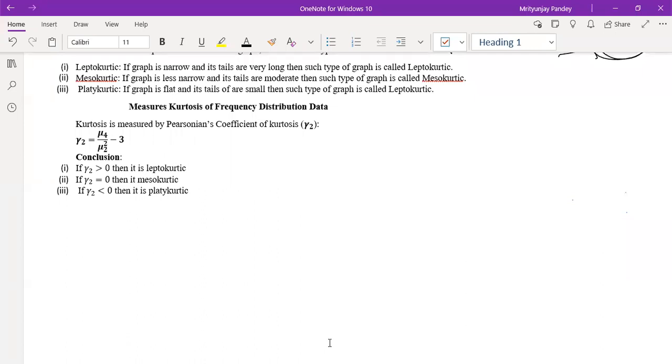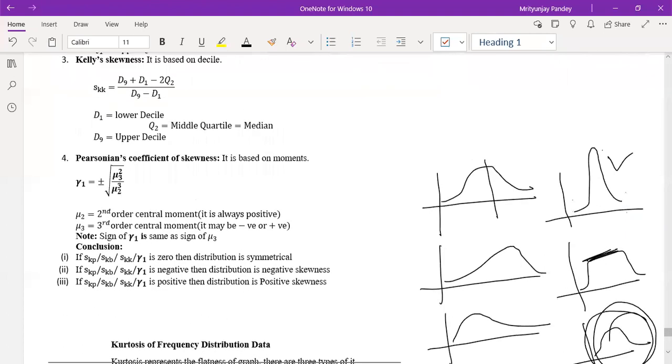So how to check, given the distributed data, which type of kurtosis is there? For that purpose, you have to find the value of gamma 2, and according to the value of gamma 2, you can easily decide which type of kurtosis it is. I mean leptokurtic, mesokurtic, or platykurtic. And what is the meaning of that? That is flatness of graph. So if graph is more narrow, that type of graph is called leptokurtic. और अगर फ्लैट है तो प्लेटिकर्टिक, और फ्लैट भी है थोड़ा नैरो भी है तो दैट इज मेसोकर्टिक.